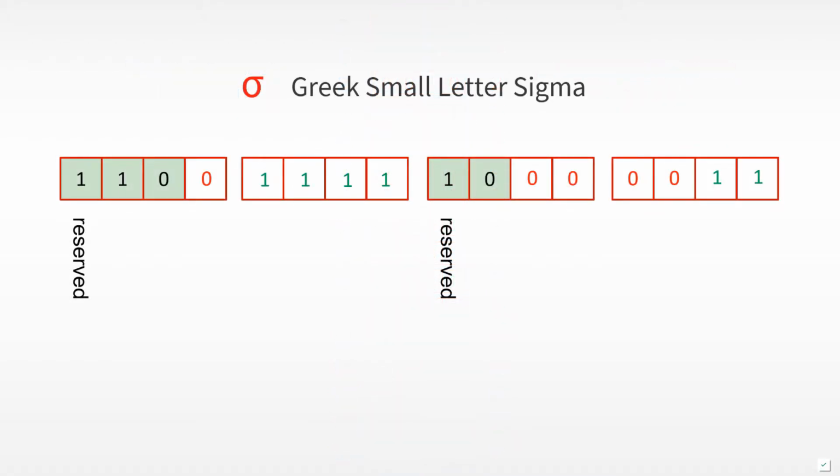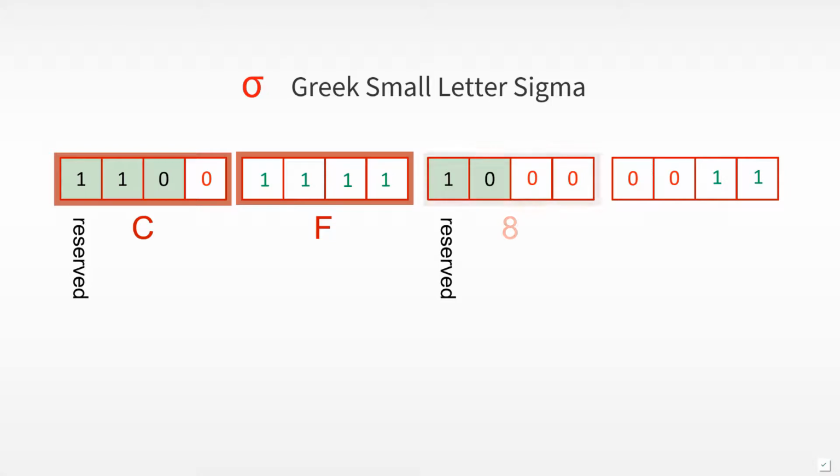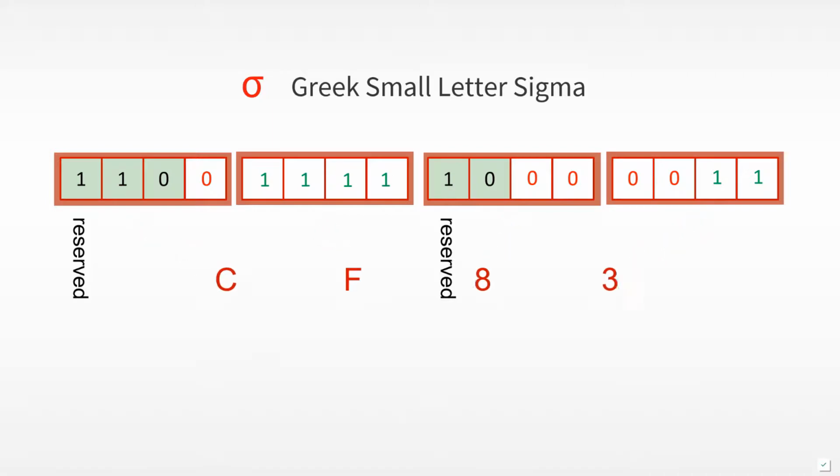So if we look at the same series of data, we can quite easily represent it, for example, by the number C for the first 4 bits, 1, 1, 0, 0, by the number F for the next 4 bits, 1, 1, 1, 1, by the number 8, where the bits are 1, 0, 0, 0, and by the number 3, where the bits are 0, 0, 1, 1. Notice this is very neat. We've described this entire long series of bits and bytes by only 4 characters. This is very powerful. This is very useful.